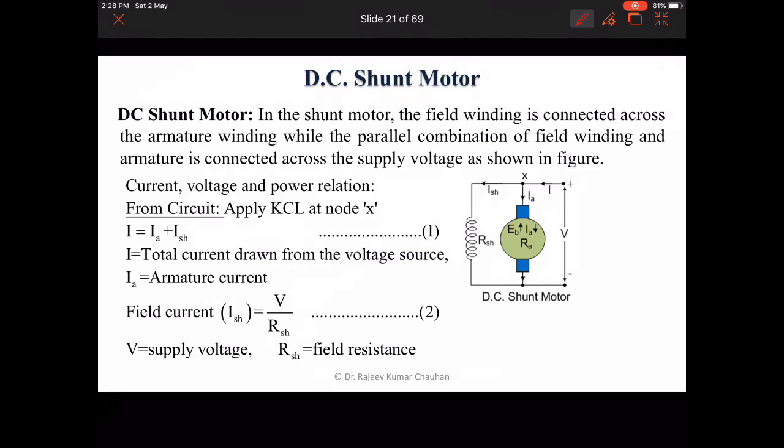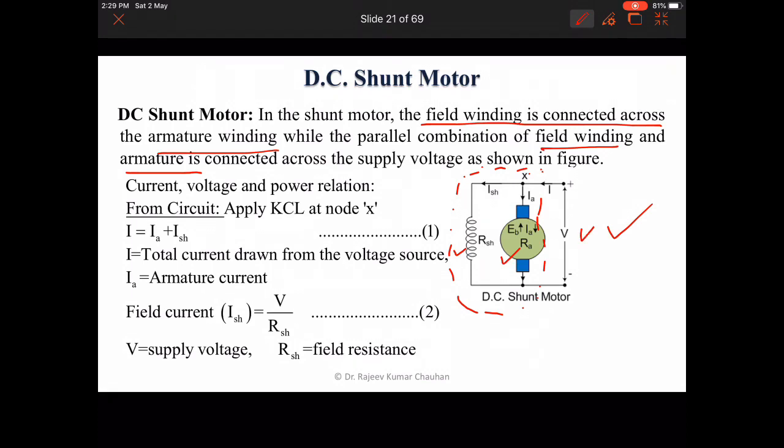In the DC shunt motor, the field winding is connected across the armature winding, while the parallel combination of field winding and armature winding is connected across the supply voltage as shown in the figure. So this is the circuit diagram for the DC shunt motor. Here we can see that the field winding is connected across the armature winding, while this parallel combination of armature and field winding is connected across the supply V.